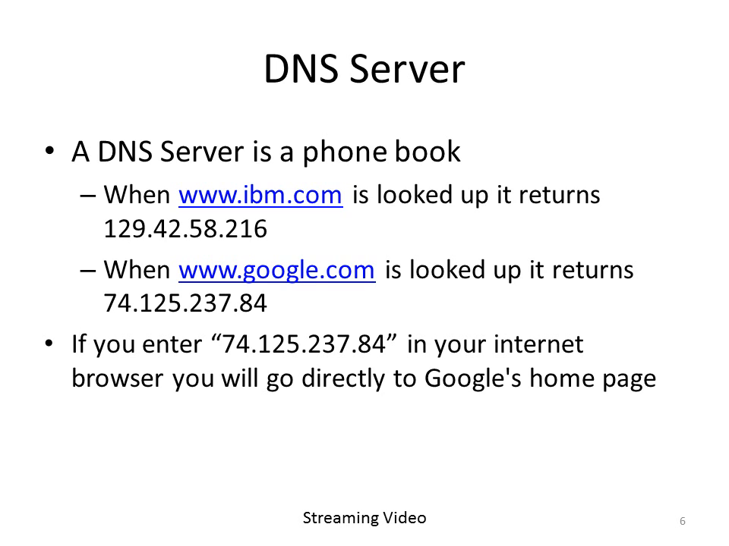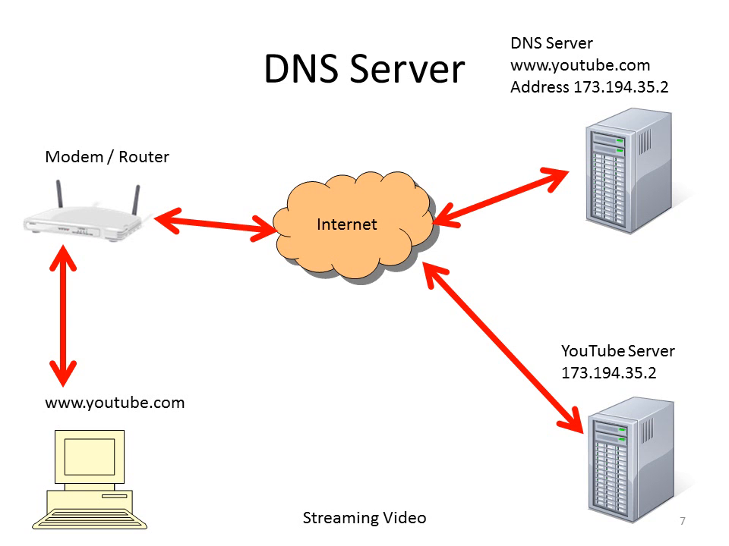Equally, if you type in Google, it comes back with 74.125.237.84. If you enter 74.125.237.84 into your internet browser, you will go directly to the Google homepage because you're effectively dialing in the phone number for Google. However, obviously numbers aren't easy to remember, but names are, and that's why the system works like it does.